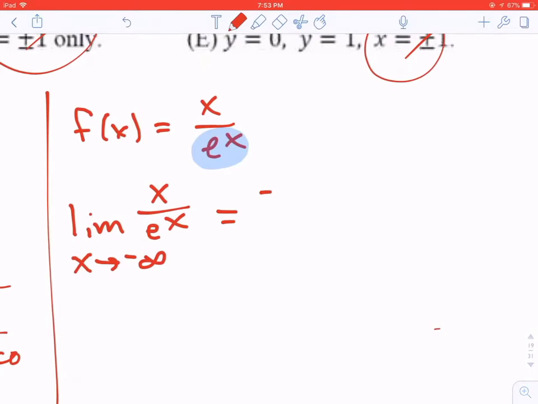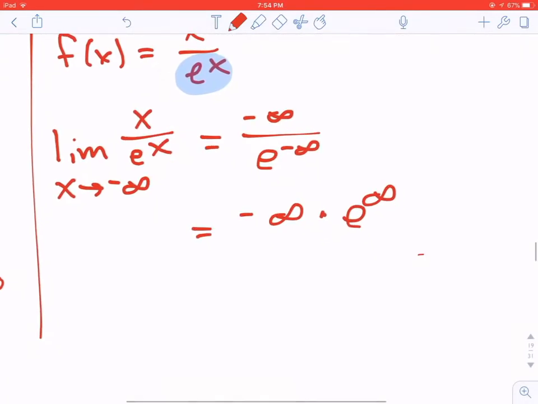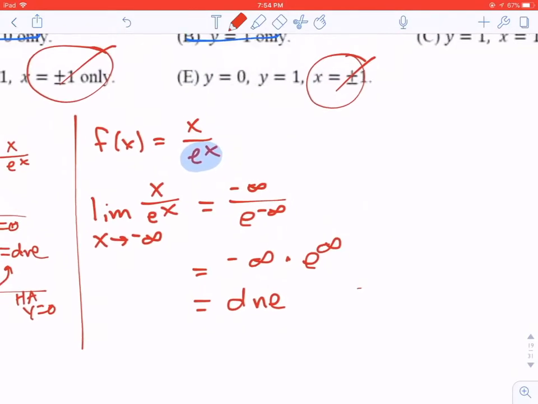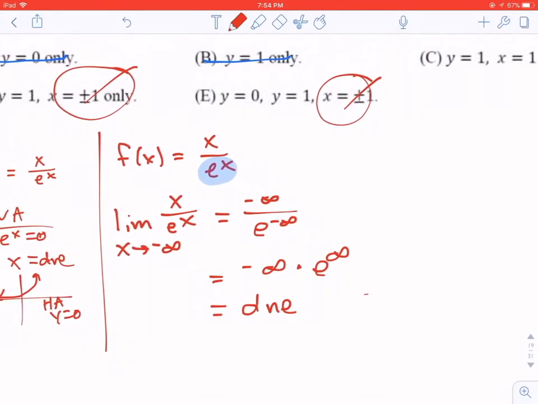Let's get crazy. It's going to be negative infinity over e to the negative infinity. E to the negative infinity, if I want that to be a positive exponent, I'm going to reciprocate it and put it on the top of the fraction. Well, negative infinity times e to the infinity, whatever that is, that's not a number. For a limit to exist, it has to be a number. This is not a number. It does not exist. Therefore, horizontal asymptotes. Well, this is not a therefore yet.